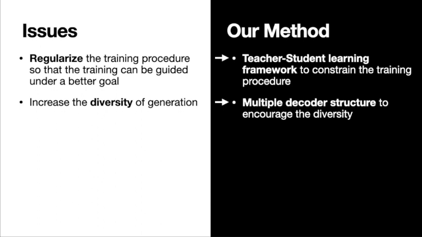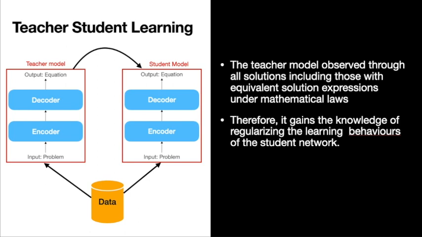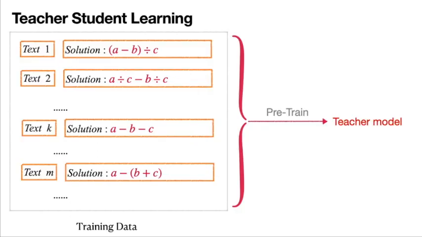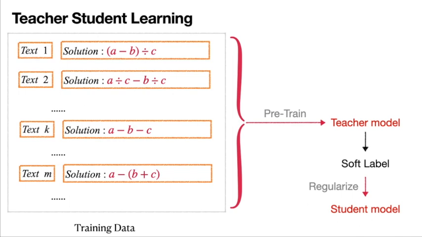First, we propose to use teacher-student learning, which is also known as knowledge distillation, to help regularize the training procedure. We pre-train the teacher network to guide the learning behavior of the student network with the same training data. The intuition is that the teacher model observed all solutions, including those with equivalent solution expressions under mathematical laws. Therefore, it gains the knowledge of regularizing the learning behaviors of the student network. More intuitively, when a student predicts an equivalent solution expression to the ground truth but causes an undesirable loss, the teacher network will help to amend this mistake by giving soft labels.